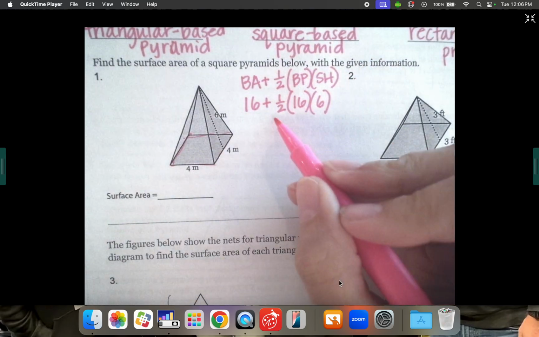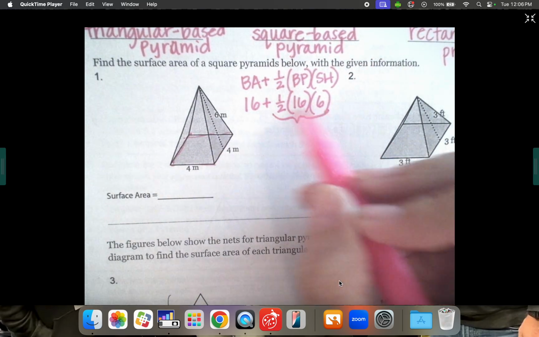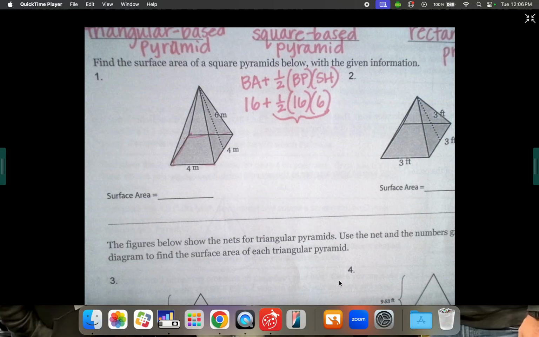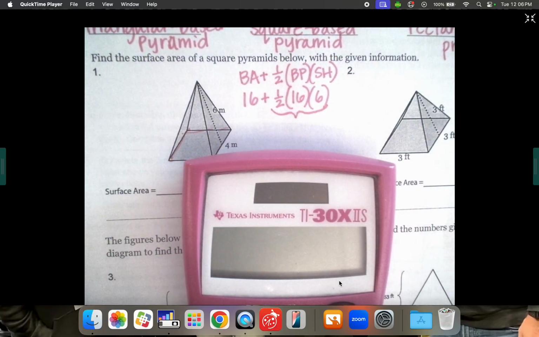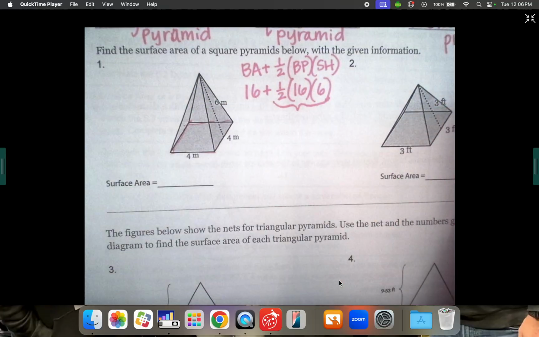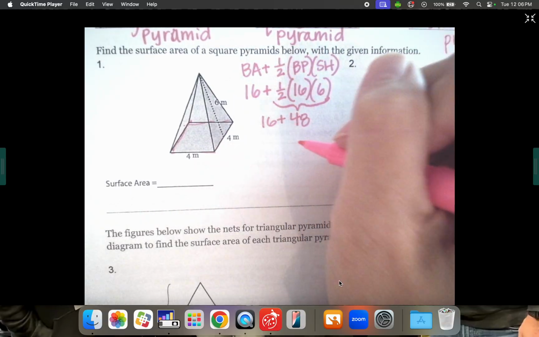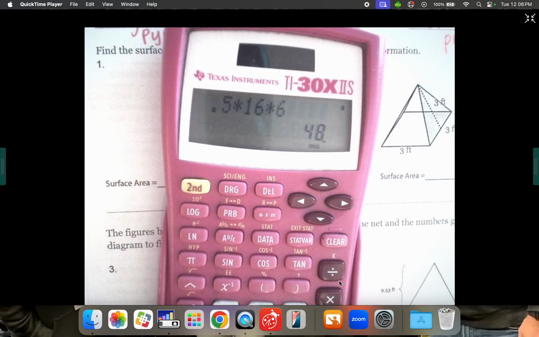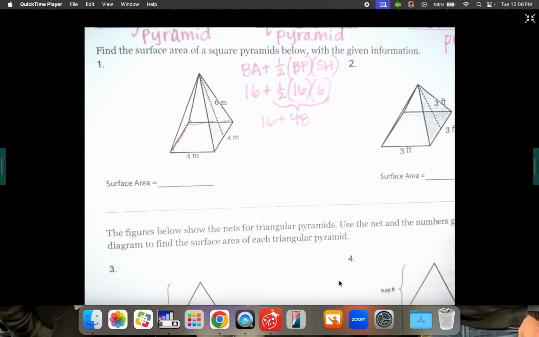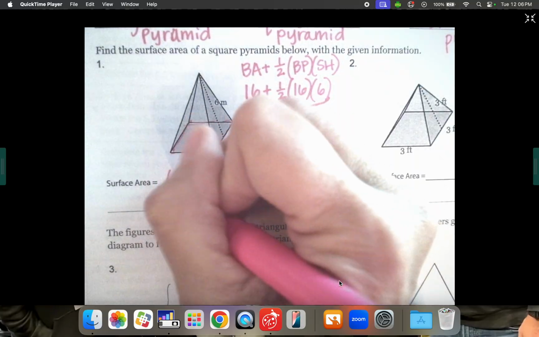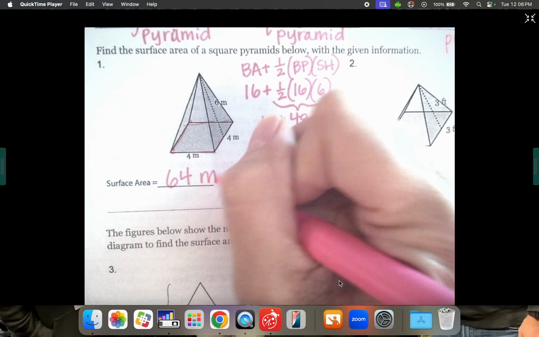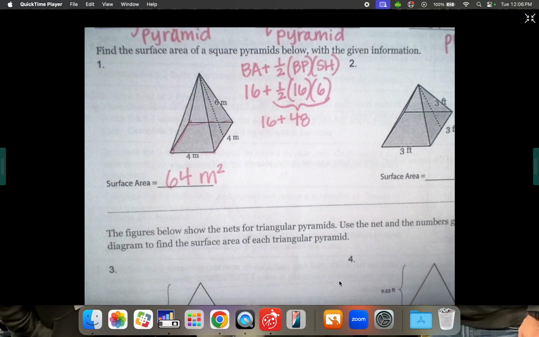All right, and remember from the notes, you have to multiply first before you can go back and add. That's basic order of operations. So I'm going to do 0.5 times 16 times 6, and that is 48. And then I'm going to go back and add my 16 to it for a grand total of 64. So the surface area here is 64 square meters.